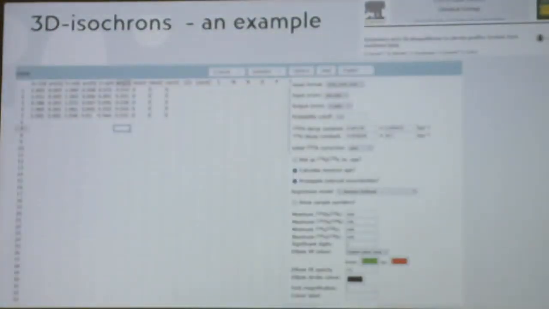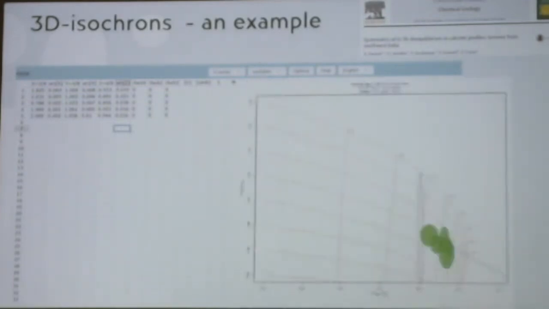Can you do that in Isoplot? Yes, you can do that in Isoplot. This is data from this paper that you can also find in the folder. You just go to evolution, then you say calculate an isochron age and propagate the stalagmite uncertainties, and boom, this is what you have.